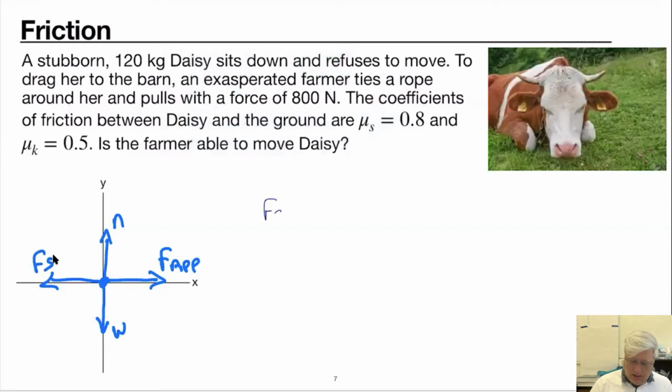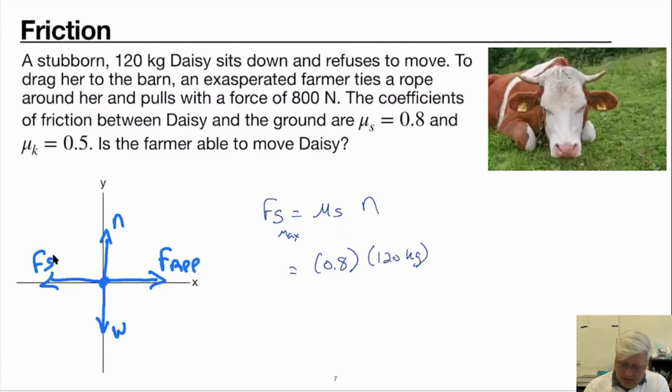Well, again, we'll know Fs max is the coefficient of static friction times the normal force. And we're given that coefficient here is 0.8. Normal force, it's on a flat surface, so the normal force is equal to the weight, which is mass times gravity. So 120 kilograms times gravity, 9.8 meters per second squared. And if you do that out, we get 941 newtons.